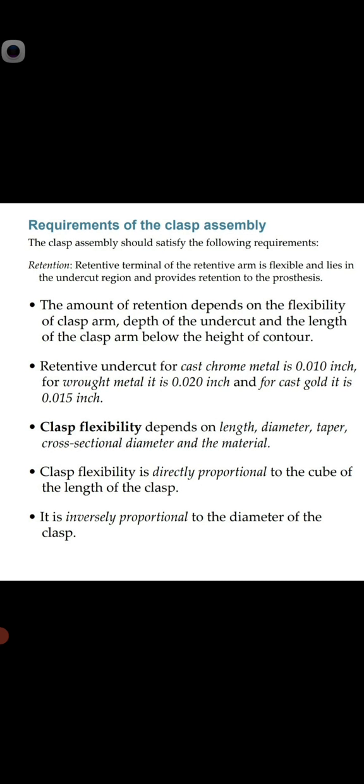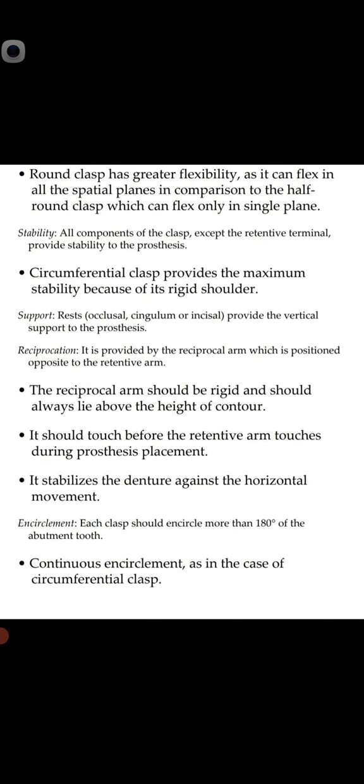Clasp flexibility is directly proportional to the cube of the length of the clasp. It is inversely proportional to the diameter of the clasp. If there is more diameter of the clasp, there will be less flexibility. If there is more length of the clasp, there will be more flexibility. Round clasp has greater flexibility, as it can flex in all spatial planes in comparison to the half round clasp, which can flex only in a single plane.